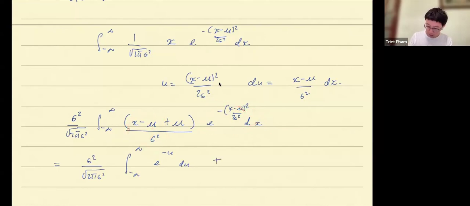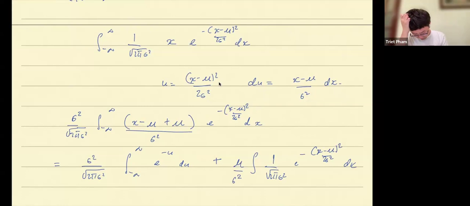And then you plus, you still have the mu left. So you add the integral of mu e to minus x minus mu squared over 2 sigma squared dx, times 1 over square root of 2 pi sigma squared. The only problem is I have a mu over sigma squared here, which I don't like. Give me a moment. I think I'm doing a wrong u sub.